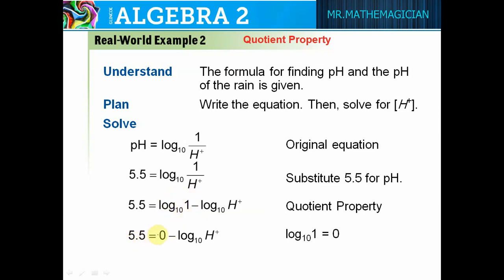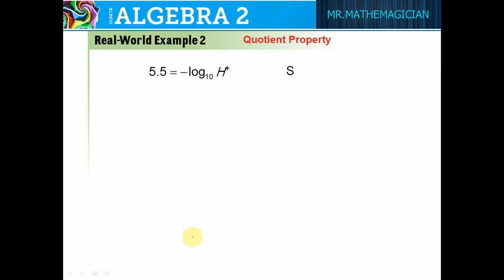So 5.5 equals 0 minus log H positive base 10, and this will be 5.5 equals negative log H positive base 10. Now we can multiply by negative 1 on both sides or divide by negative 1. So this will be negative 5.5 equals log H positive base 10.